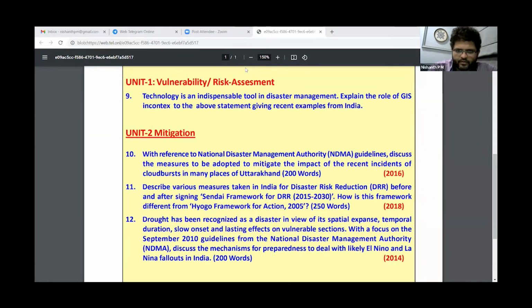Good, Suman. Good framework for the answer. So basically, technology is an indispensable tool in disaster management. What do you mean by this? In the context of disaster management, what is the intervention of technology?